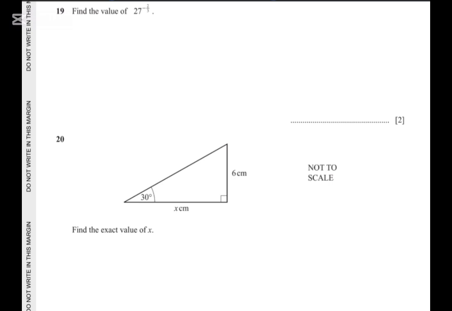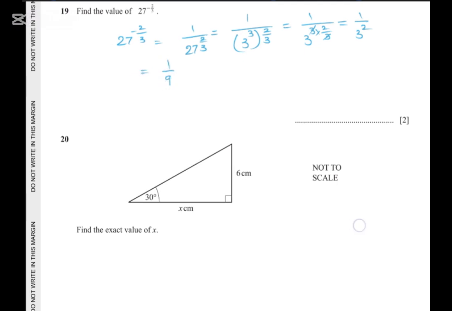Question number 19. Find the value of 27 raised to minus 2 by 3. This is from the exponents lesson. Because the power is negative, you can make it positive by writing it in the denominator, 1 over 27 raised to 2 by 3. Now this is a fraction which is an exponent. Write 27 as 3 cube, because 27 is 3 cube. Now this is in the form of a raised to m whole raised to n. So 1 by 3 raised to 3 into 2 by 3. The 3 gets cancelled. We get 1 by 3 square, so this is 1 by 9. This is the value for the question here, 1 by 9.